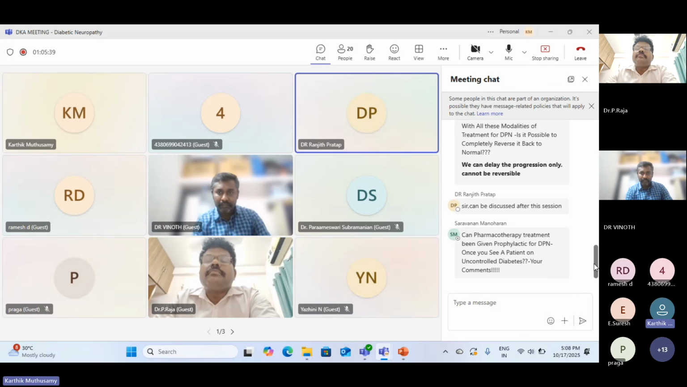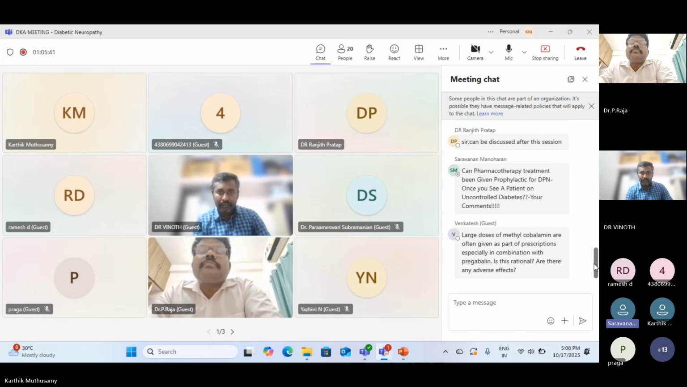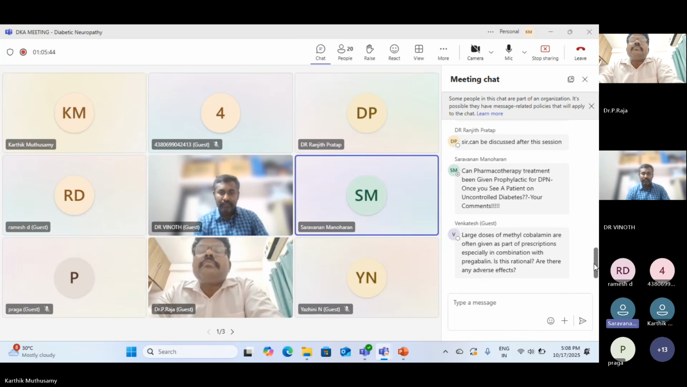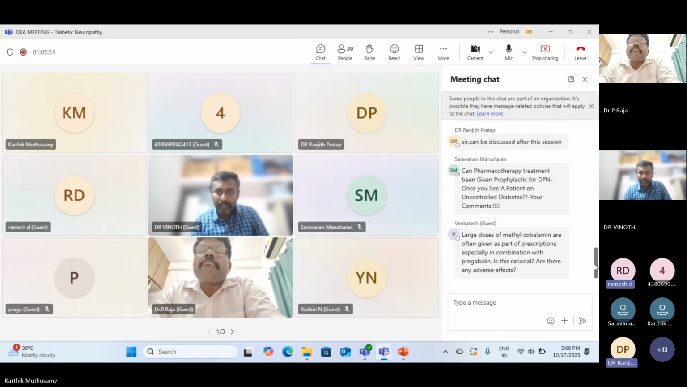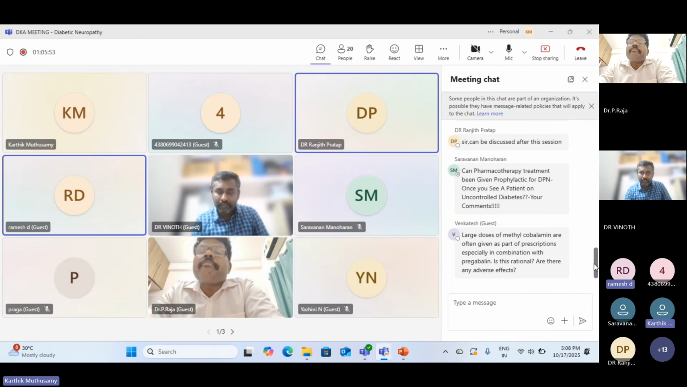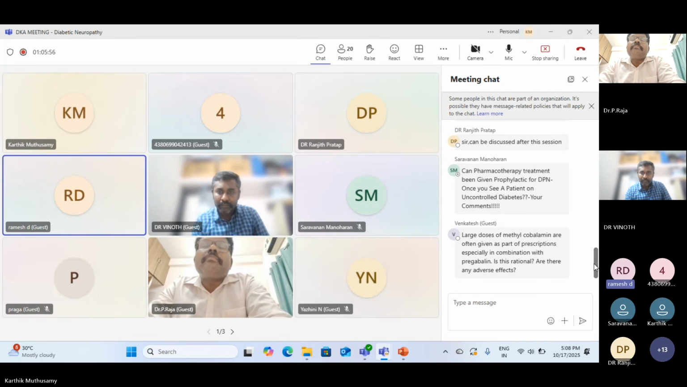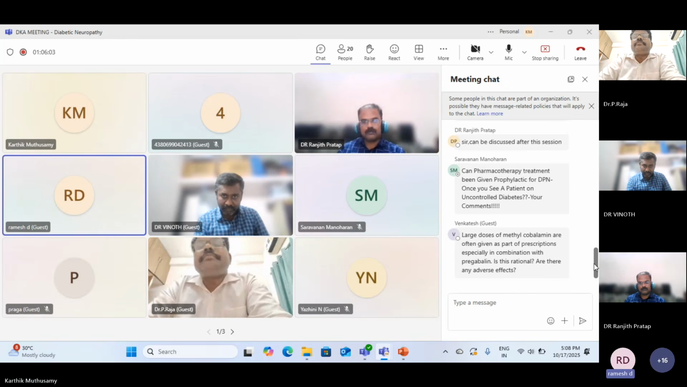One more question. Any role of vitamin D, magnesium, zinc in prevention or treatment of DPN? There is no approved therapy, sir. As per the guidelines, there is no role of vitamin D, magnesium and the like in the pathophysiology of development of diabetic neuropathy.